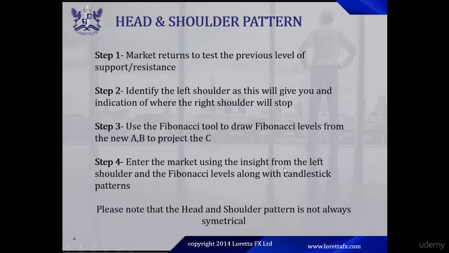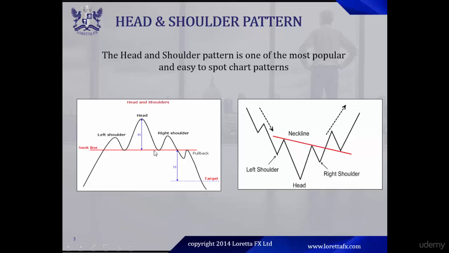Now step 2 is to identify the left shoulder, as this will give you an indication of where the right shoulder will stop. Once the market has returned to the support or the resistance, the next step is to identify the left shoulder. Here we have the left shoulder. So we can expect the market to rally to right around this level, because this is where the left shoulder is, and the right shoulder oftentimes equals the left shoulder.